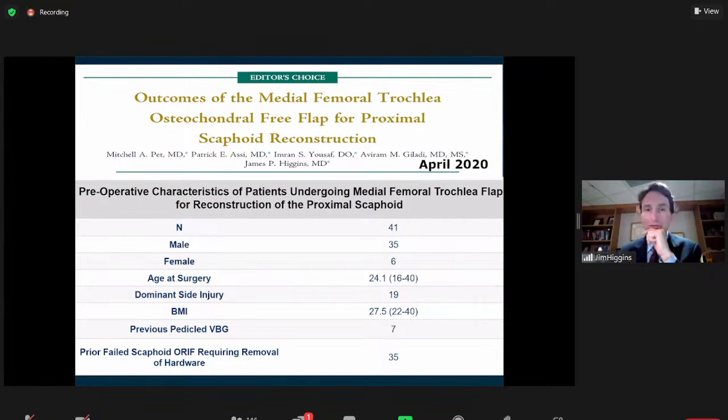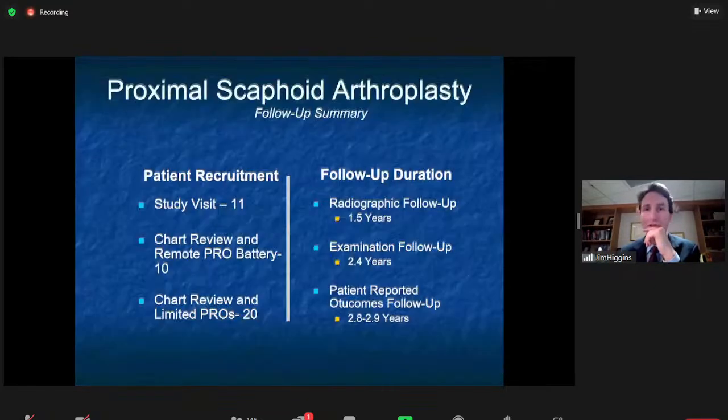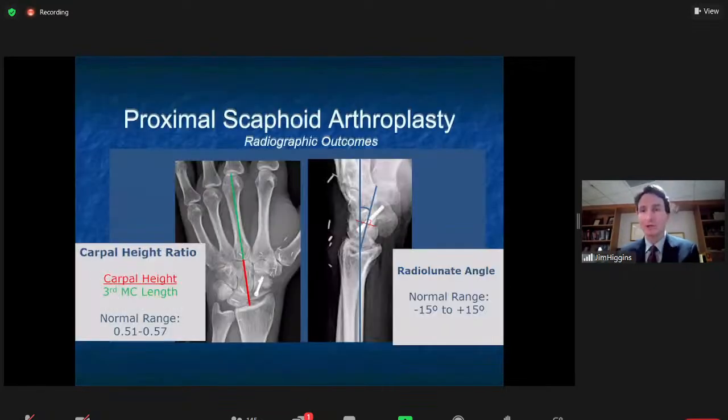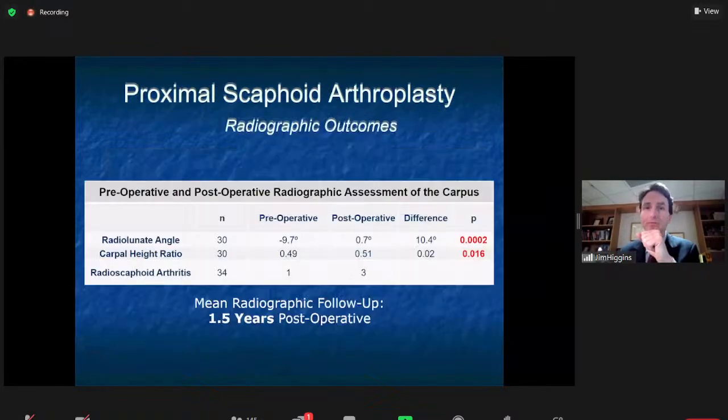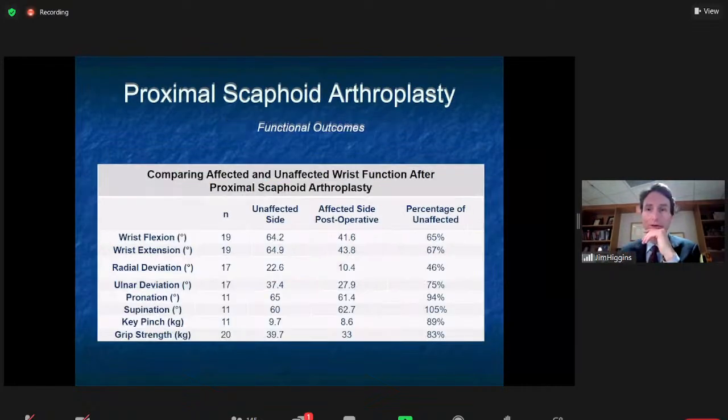If I just may for a second, notice they're all young patients, and the previous removal of hardware, 35 of 41. So most of these are secondary or tertiary procedures. And our follow-up showed, in summary, just to blow through a little bit quickly, you can read this article if you want, but we were really good at getting the radiolunate angle near neutral. We were very good at radiographically restoring carpal height.